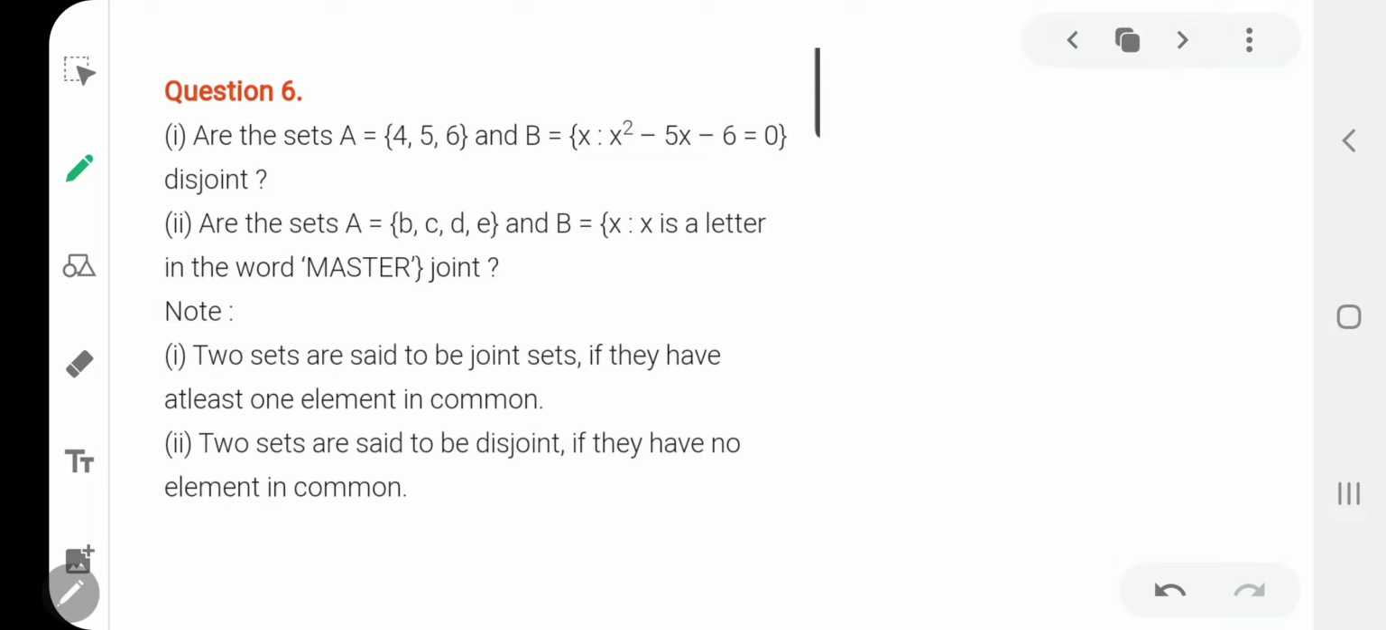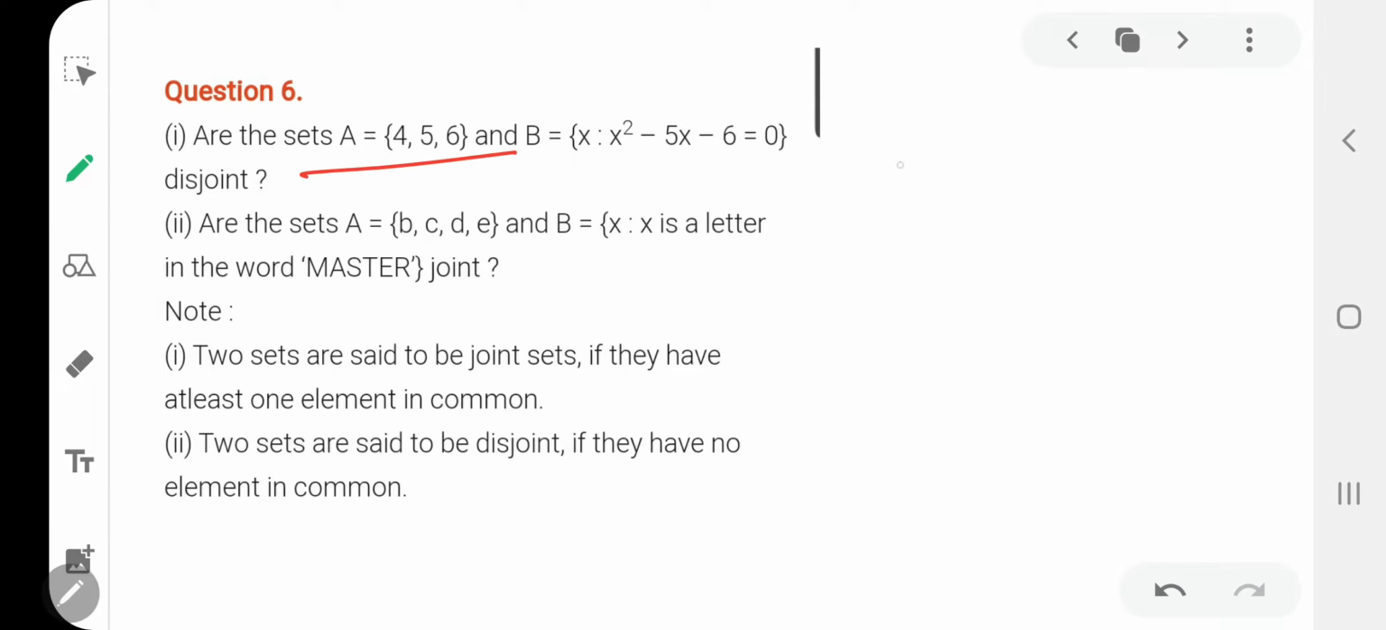Next we have, are the sets A and B disjoint or joint? See, disjoint means they should not have any element in common. If I give you set A and set B, if they have something in common, they will be called as overlapping or joint sets. If they have nothing in common, they will be called as disjoint sets.